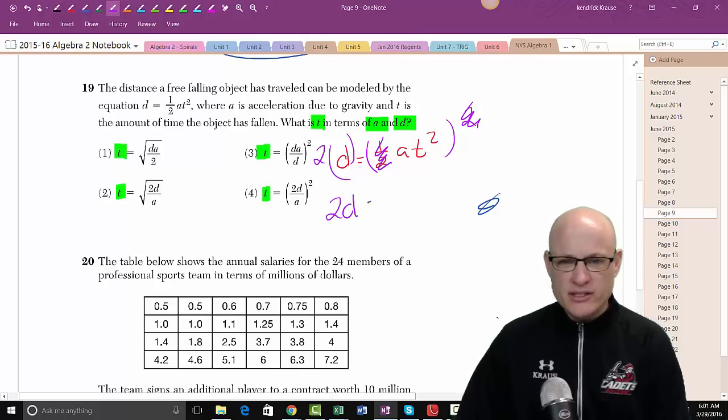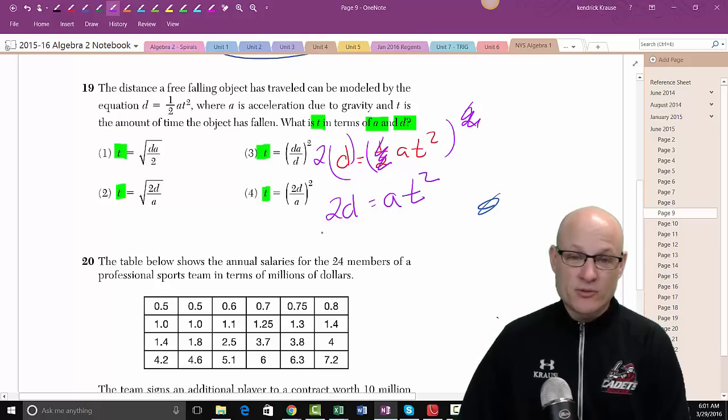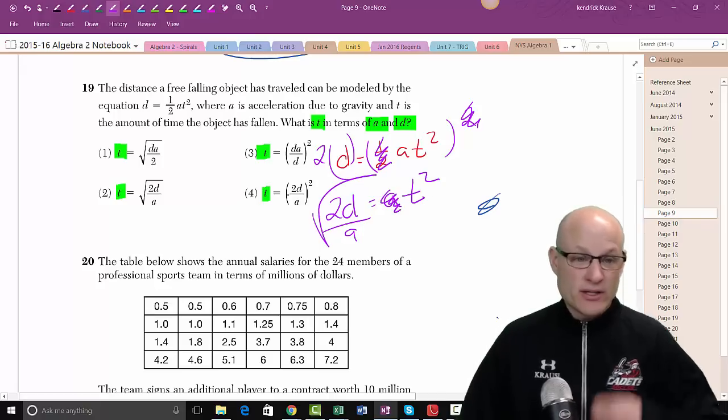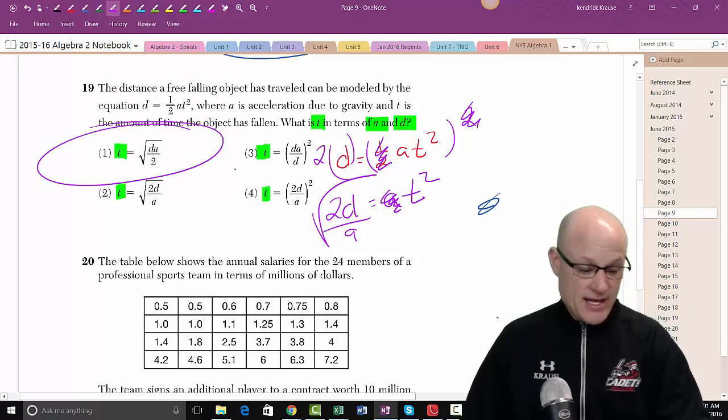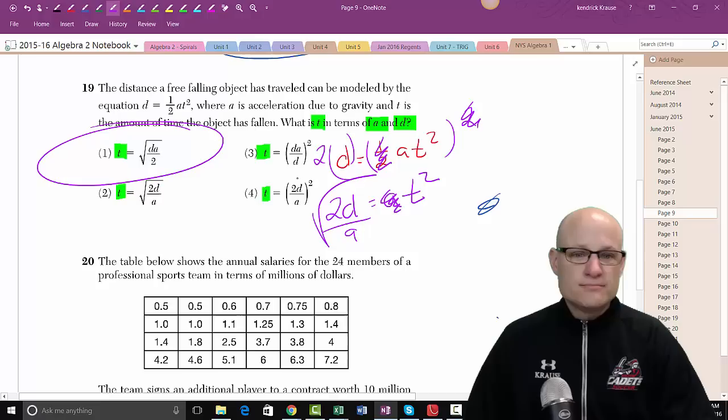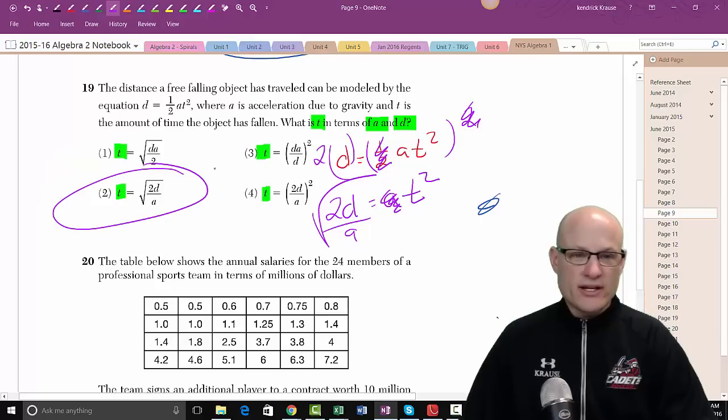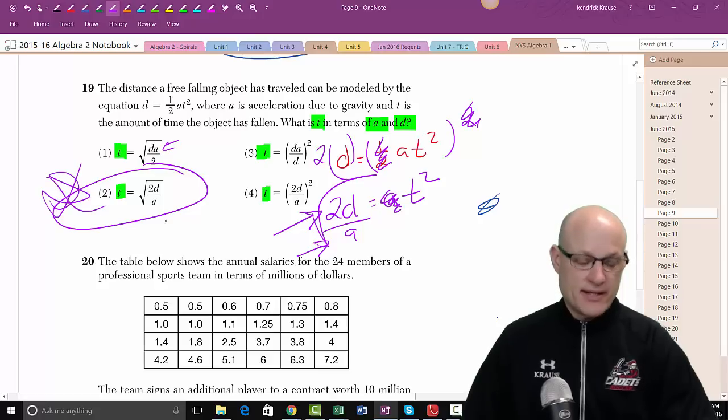So you end up with 2d equals at squared. Still want to get t by itself, so we divide by a. That's gone. Now you've got t squared equals this. You just take the square root. And the answer is, ta-da! Oh, that's not the right answer. This is the right answer. I knew that didn't look right. It said dA. I'm like, why did that say dA? I circled the wrong answer. 2d divided by a all over square root. There's the right answer. Sorry about that.